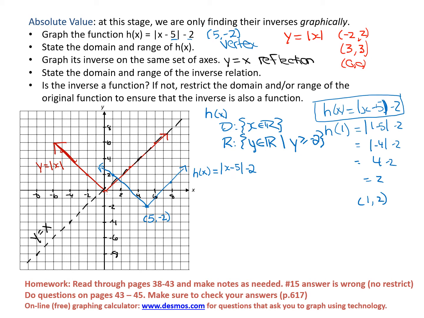So there's the line y equals x. You would use a ruler, of course. That is our line of reflection. So the next thing we need to do is graph the inverse.